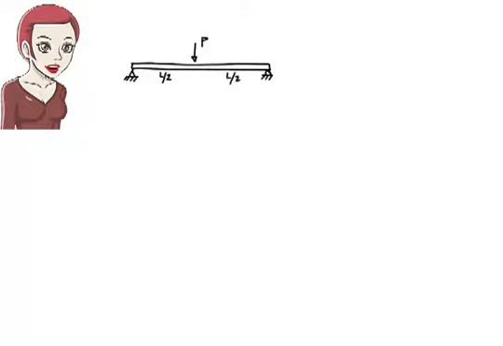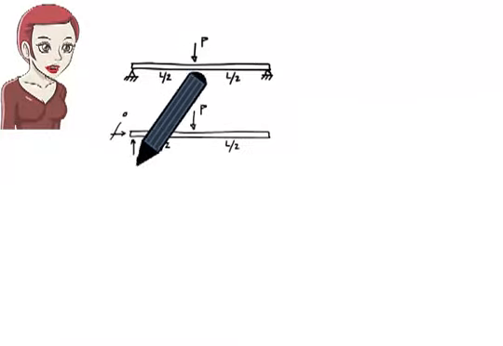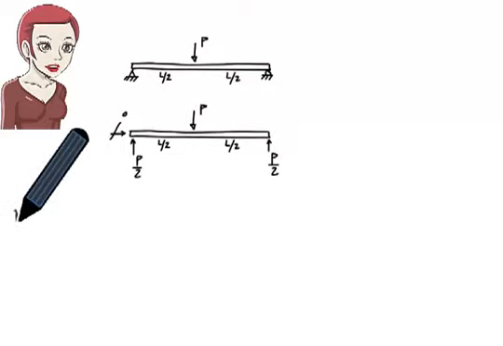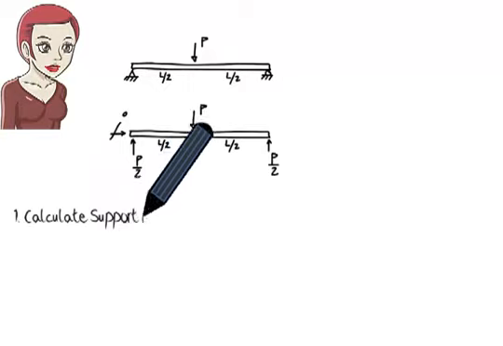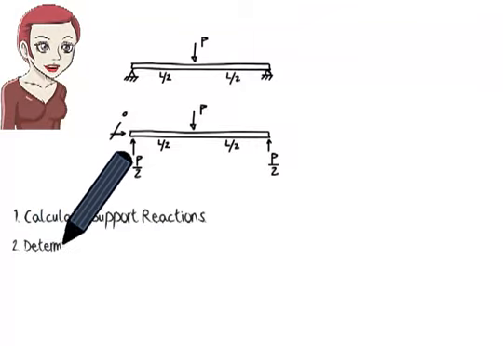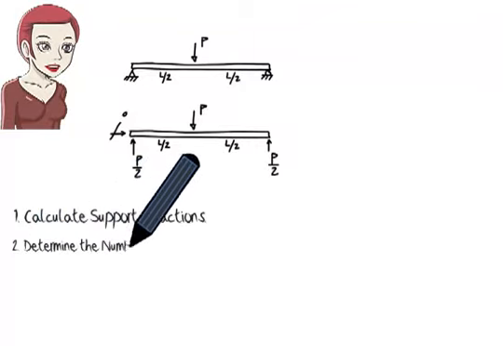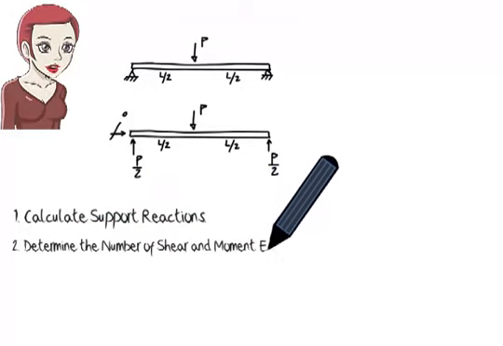Given a beam, we always start by calculating its support reactions. So step 1 is to calculate the support reactions. Step 2 is to decide how many shear and moment equations we need. That is, how many segments the beam is divided into by the loads.